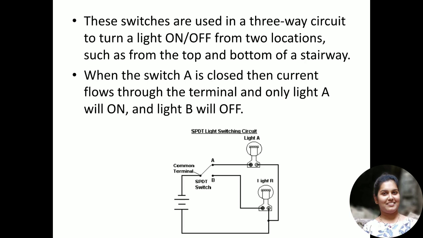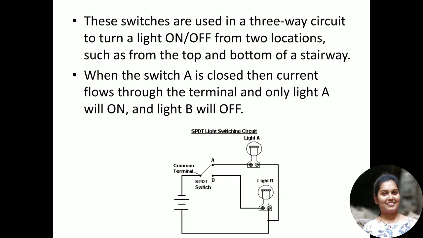Okay, so as shown on the screen, now the switch is connected to terminal A. So we can simply say that light A will be glowing and light B will be ignored. So light B will not glow in this position. Whereas if this single pole double throw is connected to terminal B instead of terminal A, then light B will be glowing and light A will be in off condition.